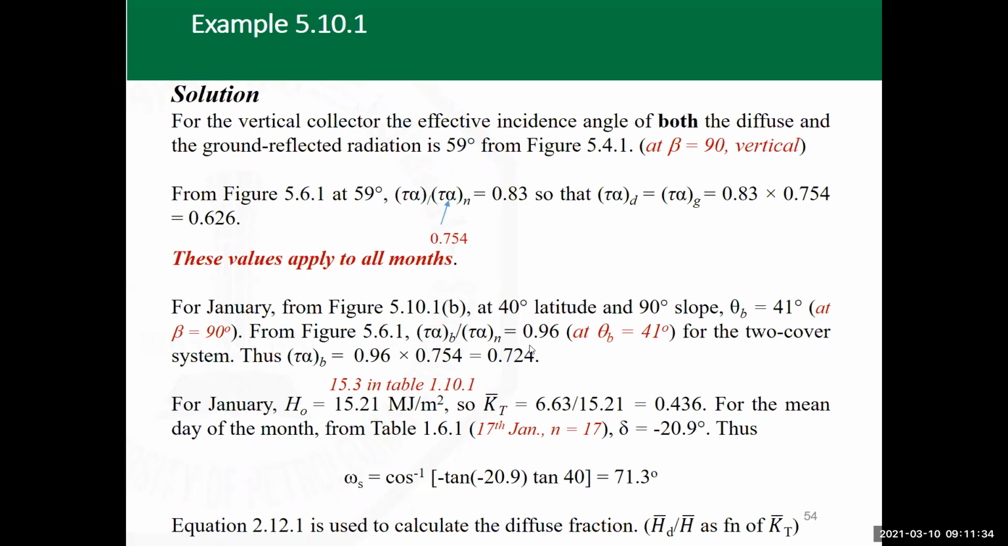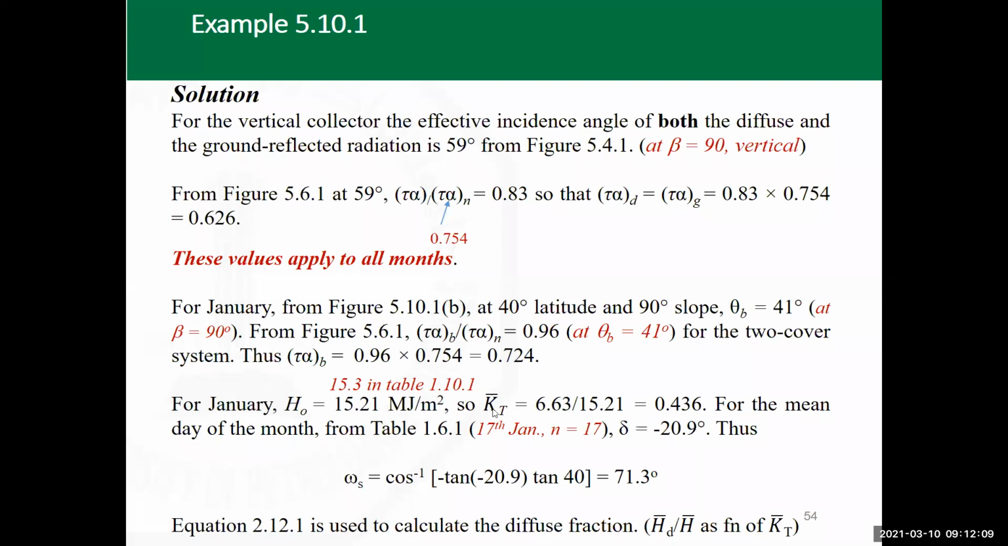Doing that, we calculate tau alpha for the beam radiation, for the diffuse radiation, as well as for the ground reflected radiation. We have the three components that were needed for the H calculation. However, some information is still needed. The monthly value of H has been given in a table as 6.63. So this is the value of H that is given to us.